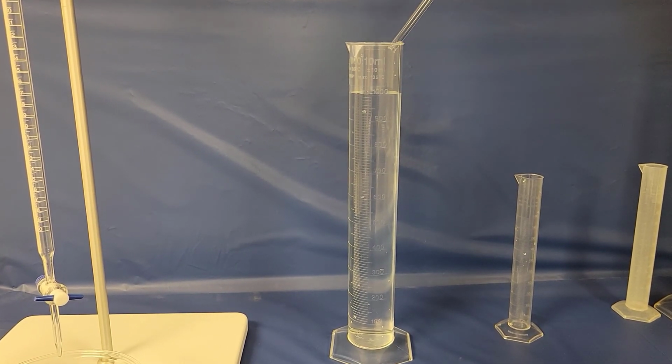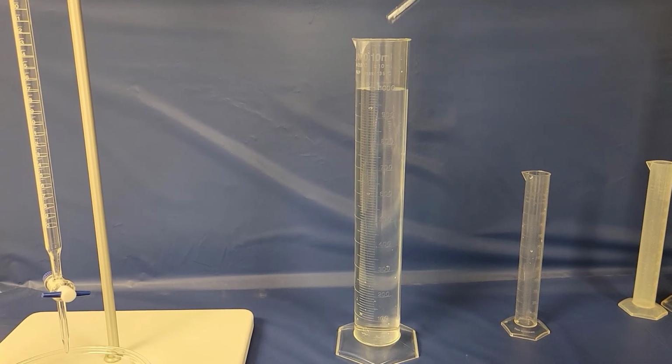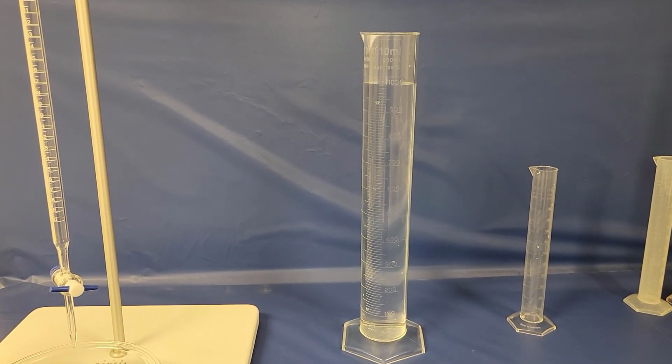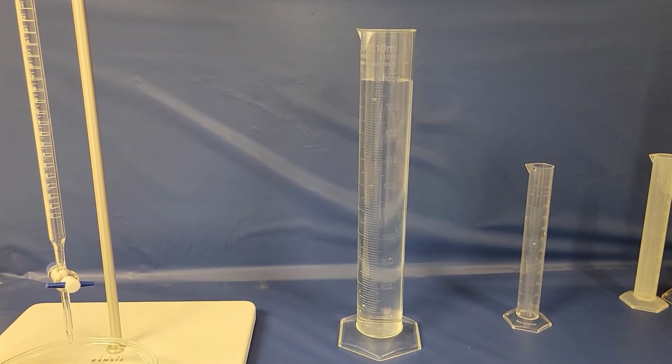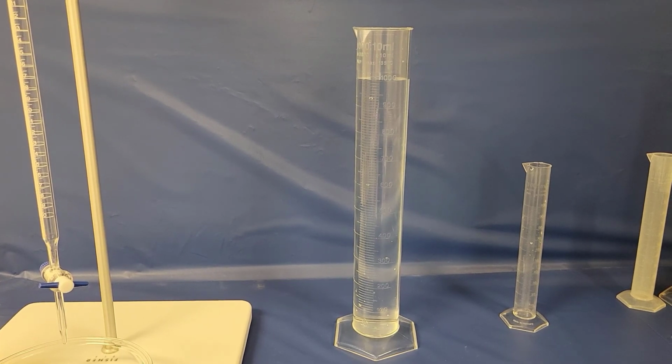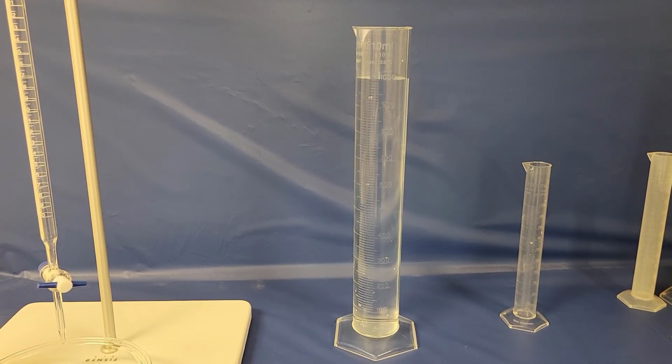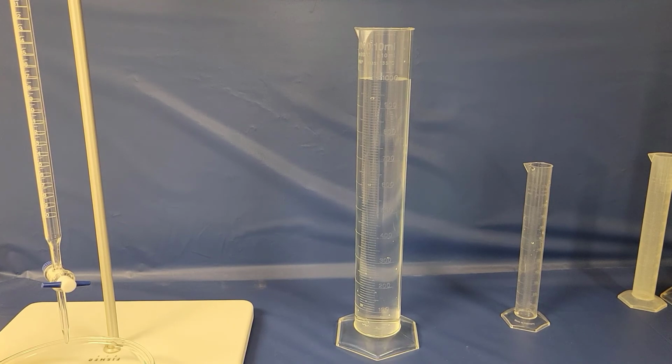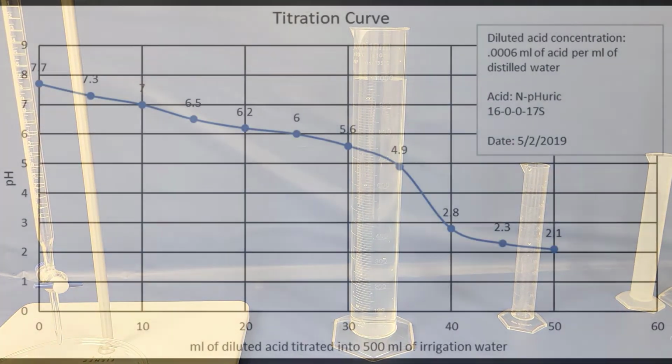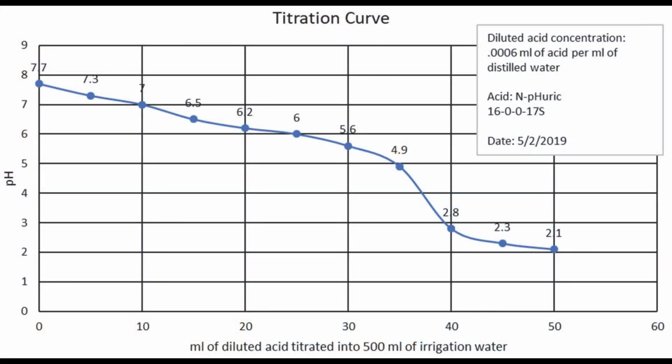So now that we have our 1,000 milliliters of diluted acid, we're going to mix that with our irrigation water and see how the irrigation water reacts to the acid. We have a link to the book in the description below. This is chapter 18 in the book, and this is figure 18-6.